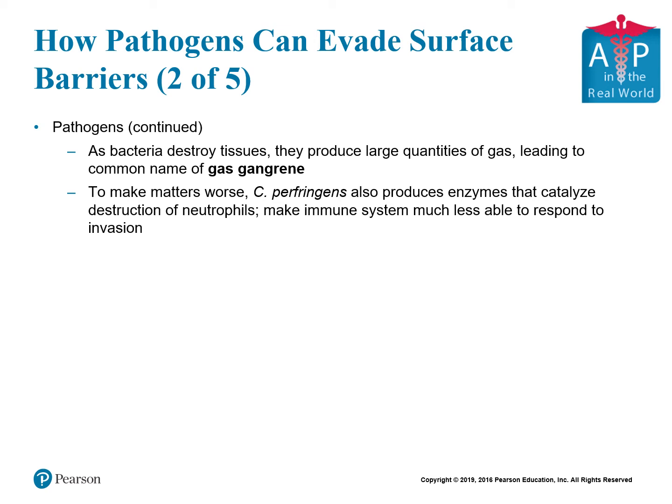As some of these bacteria destroy the tissues, they produce gas. You sometimes can develop a gas gangrene. And to make things worse, these enzymes destroy any neutrophils that are found in the area. So it doesn't let your body mount a proper immune response because, again, these neutrophils are also responsible for recruiting other cells.